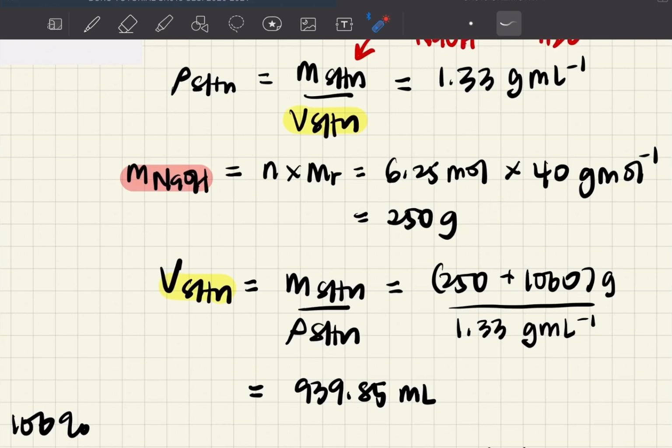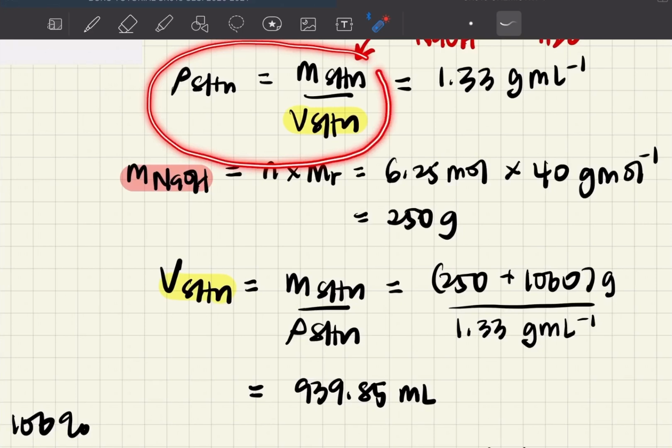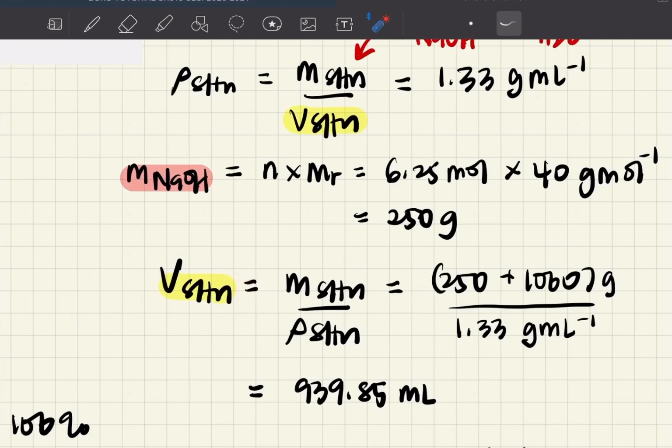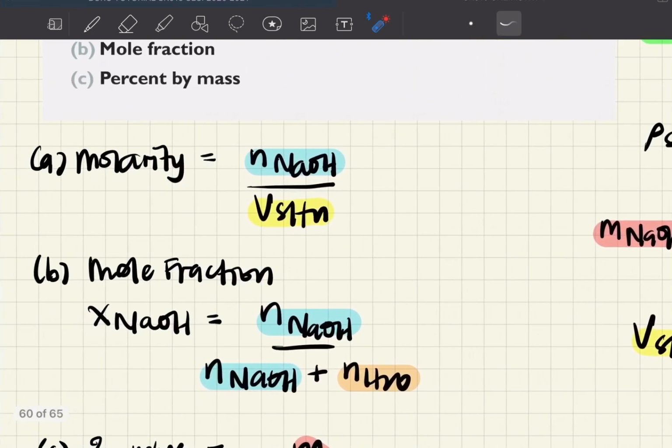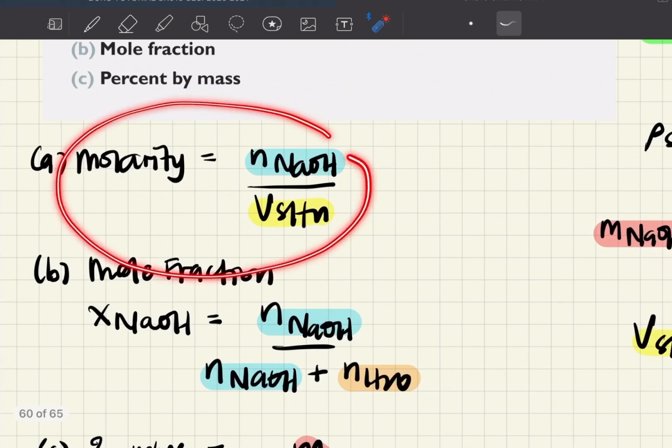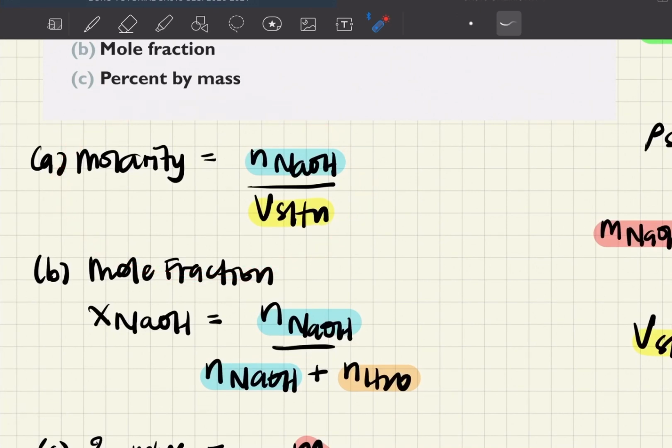So check with that. So what's left to do is we rearrange this density of solution punya formula to find volume of solution. So put in the mass of NaOH and mass of water. Make sure it is in grams because you're going to divide with density that is in grams per milliliter. Okay, and then you will get your volume of solution. Check. So now just plug in your values into the molarity formula and you will get your answer.